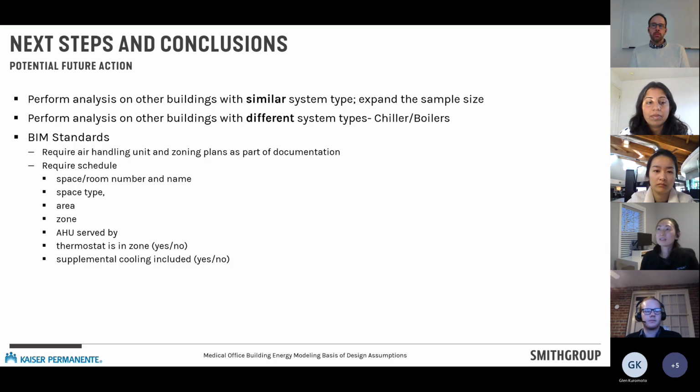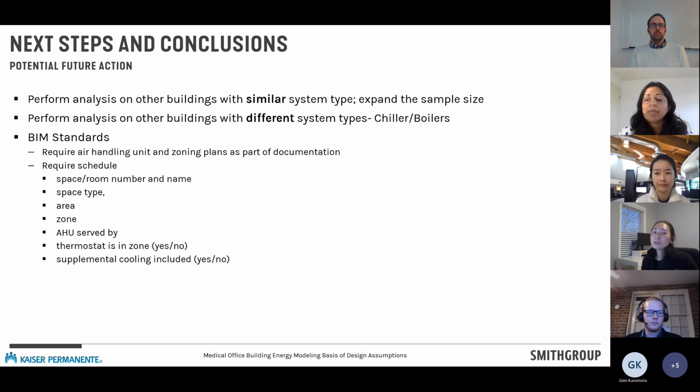So if we go to the next slide, we always leave these projects inspired and having other ideas of things we could do. One of those, as I mentioned earlier, is to perform this analysis on buildings with similar system types, so we can expand our sample size and see if the same thing happens. Additionally, perform this analysis on buildings with different system types. Hesperia had a DX unit, so it'd be great to look at a building that uses chillers and boilers.